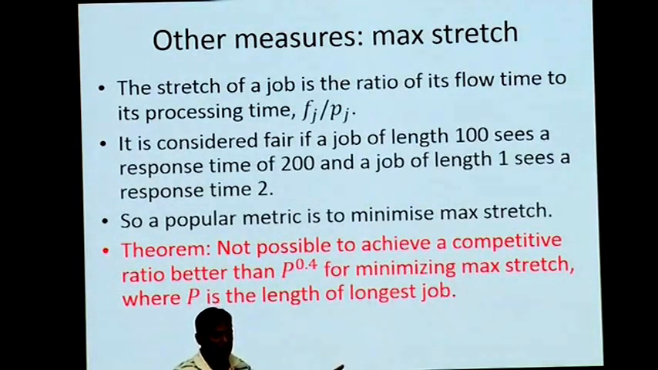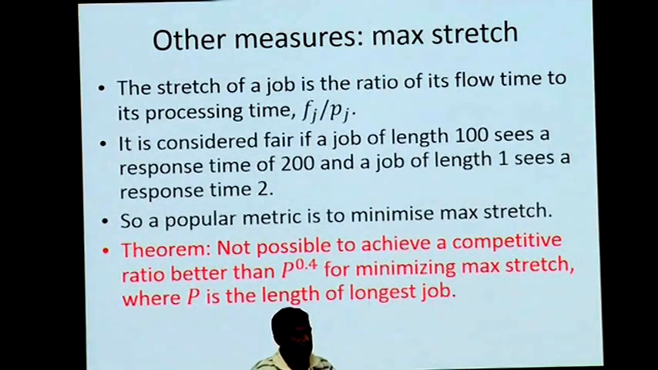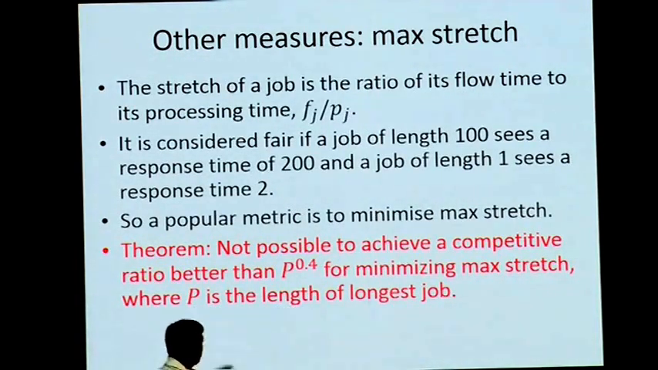Right? Stretch of 2, what does it mean? A job which is of length 1 will incur a flow time of 2. A job which is of length 100 will incur a flow time of 200. A person who has a large shopping cart, filled with a large number of goods, should wait longer. Someone who has a small basket should wait less. Fair. That's another metric, max stretch.